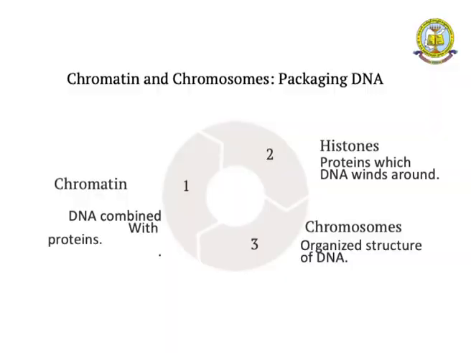And next one is the chromatin. Next is the chromatin network. The chromatin network contains DNA plus some histone proteins. DNA and histone proteins together are called chromatin. And next one is the chromosomes. Chromosomes are seen in the chromatin particle, containing DNA plus histone proteins.